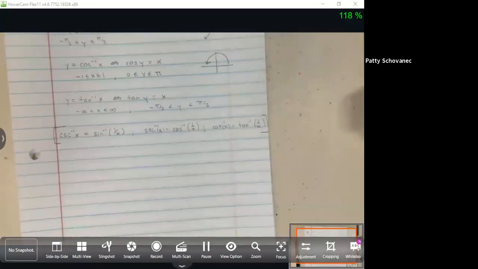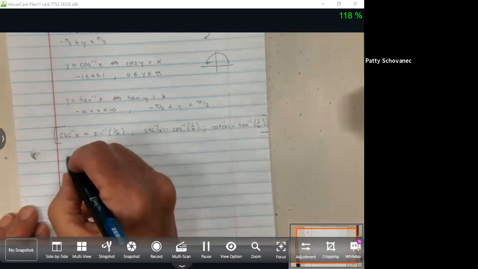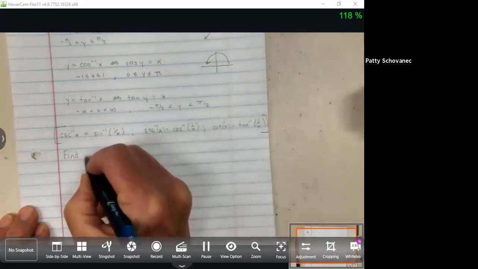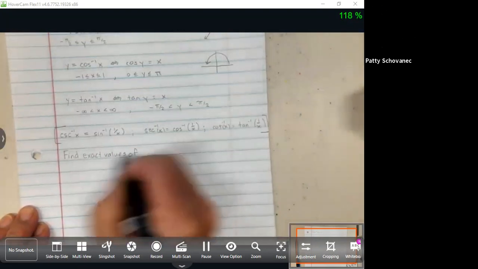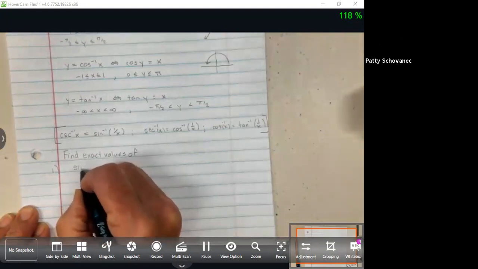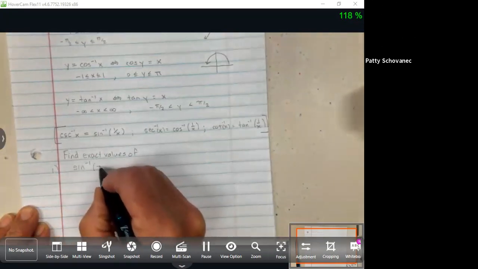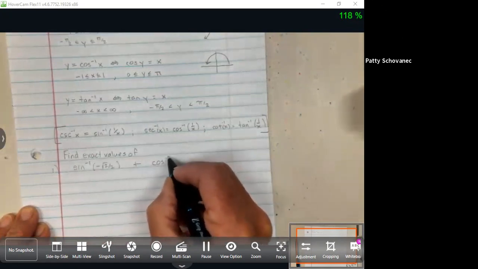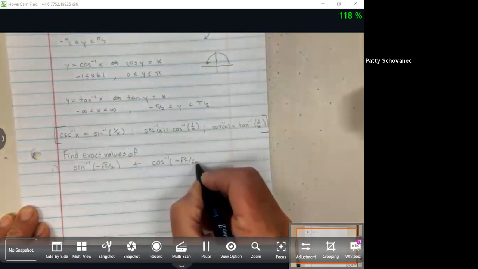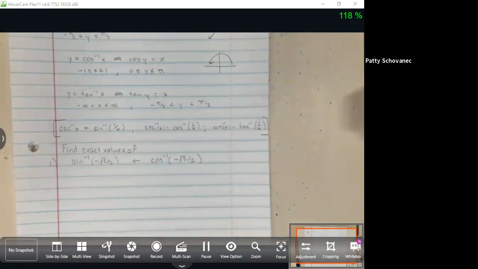So for instance, we can find each of the following. Find exact values of, number 1, the inverse sine of negative square root of 2 over 2 added to the inverse cosine of negative square root of 2 over 2. So I'm asking you to find two angles here and then add them together.